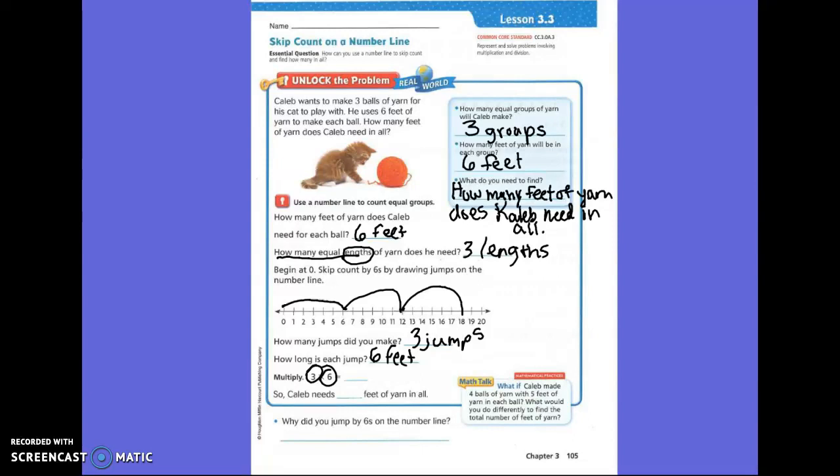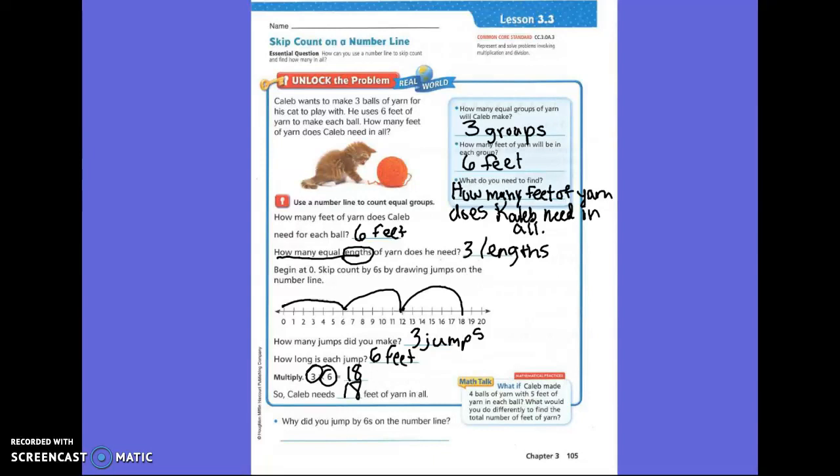Now, so 3 times 6, what did you end on, guys? 18. So 3 times 6 equals 18. So Caleb needs how many feet in all? 18.